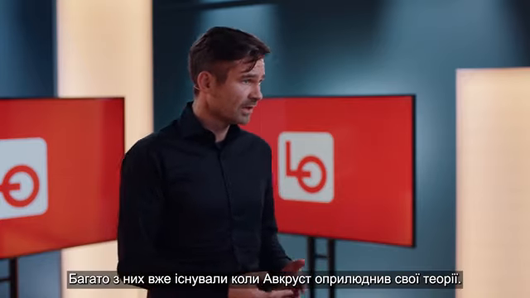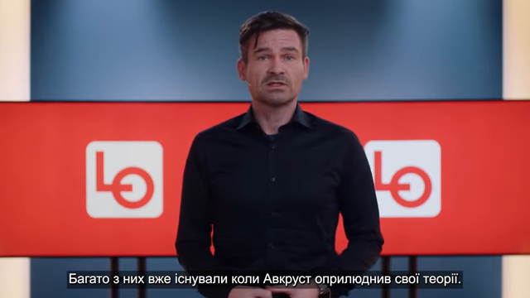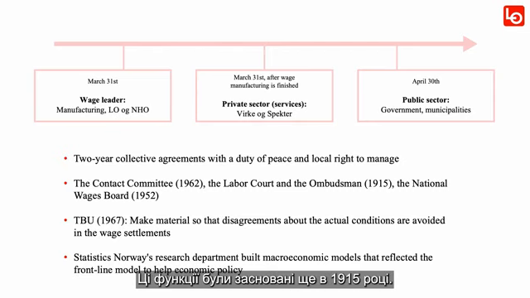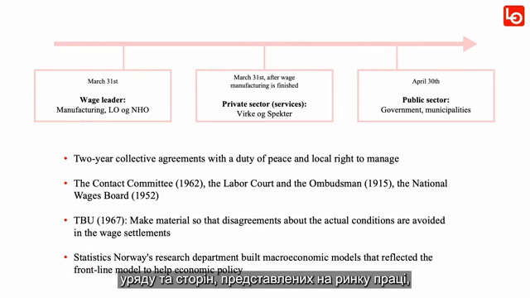A lot of them were already in place when Aukrust launched his theories. We had the contract committee established already in 1962. The labor court and what we call the Riksmeklingsmannen, the ombudsman, were established already in 1915 because of the disputes I was talking about earlier. And the National Wage Board, which is a meeting between the government and the parties in the labor market, was established already in 1952.